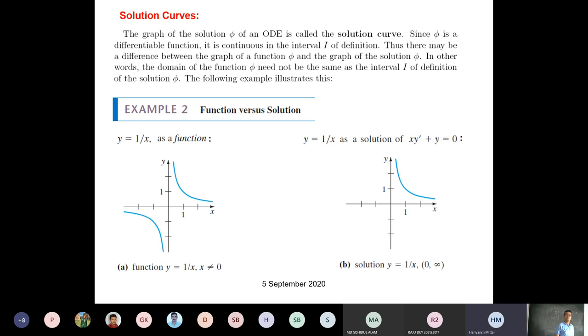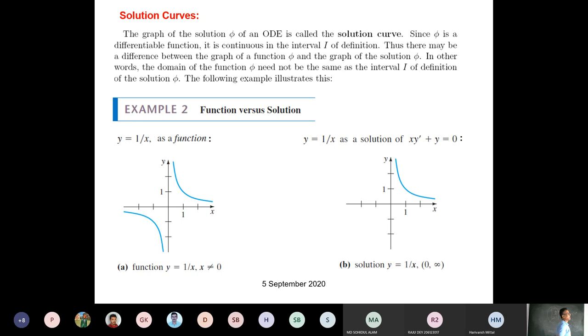Does somebody disagree with that? Sir, R difference single 0 is not an interval. Okay. Yes, it is not an interval, right? Yes, fine. So it is not an interval because I have said that the interval of definition.